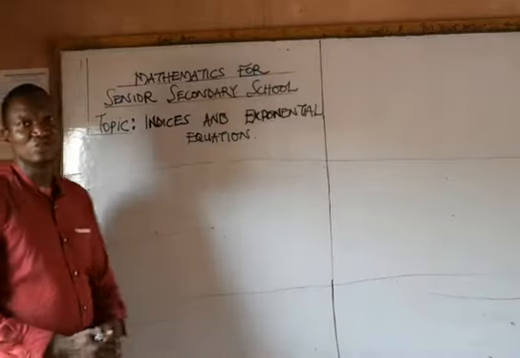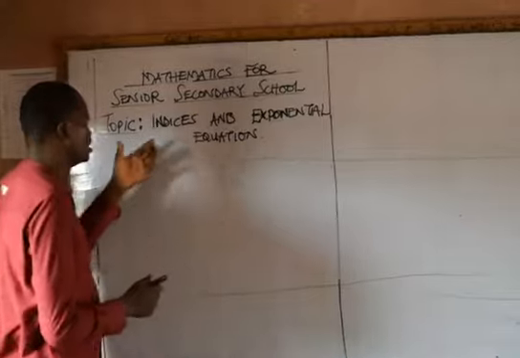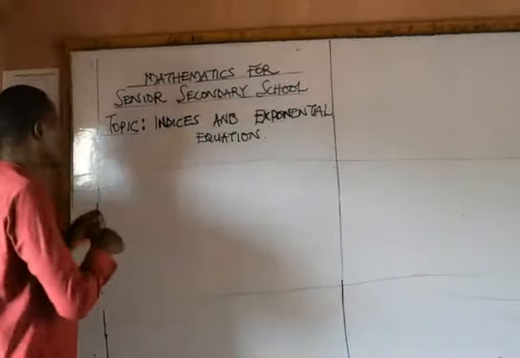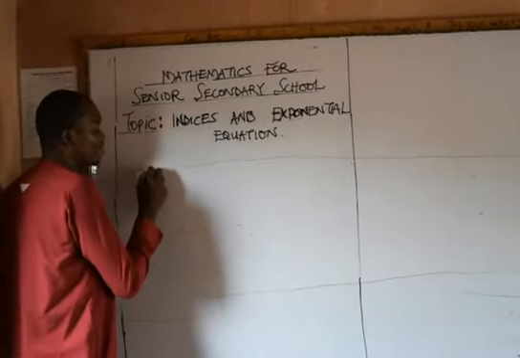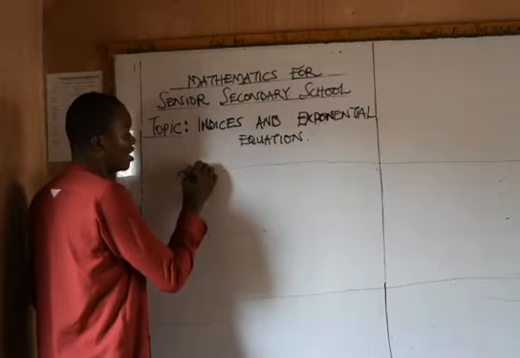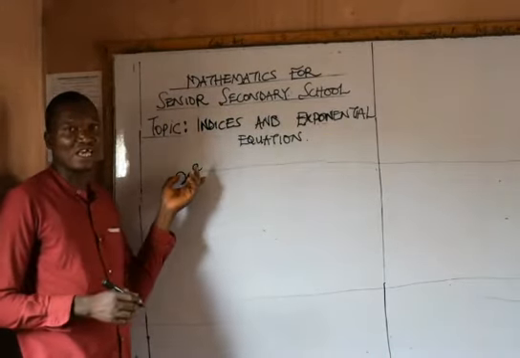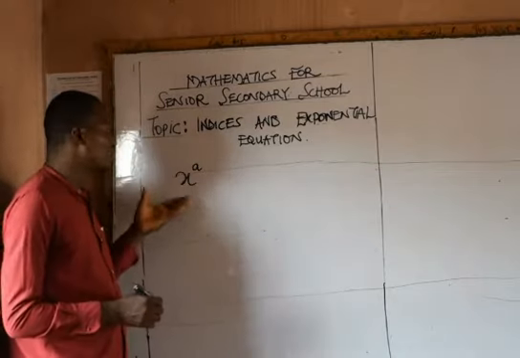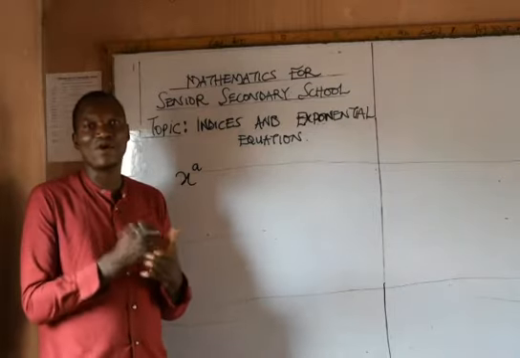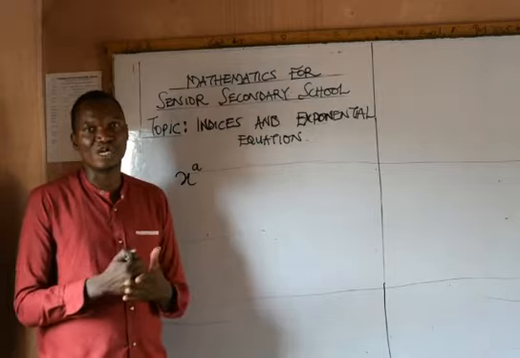We'll be starting with the topic indices and exponential equation. Indices is talking about writing of variables like x raised to the power of a. This x is usually referred to as the base, while the a is the power. So we'll be dealing in this our first lecture with the laws that govern indices and exponential equation.